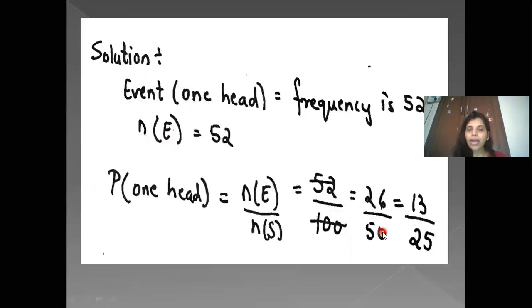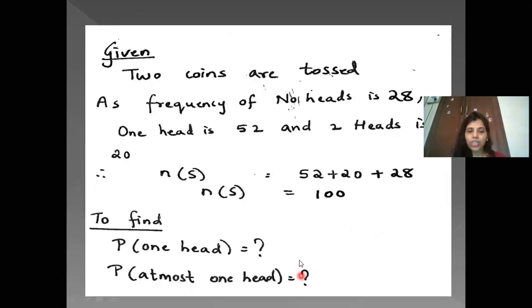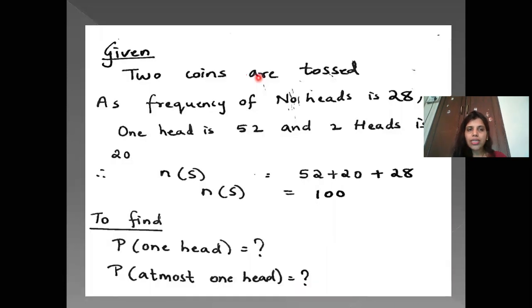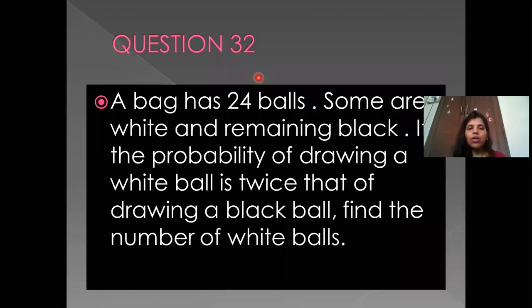Okay, children. Now I think we are done with both the sub questions of this particular question, because that is what was asked to us. Now next is question number 32. Here you can see a bag has 24 balls, some are white and the remaining black. If the probability of drawing a white ball is twice that of drawing a black ball, find the number of white balls. So a bag has 24 balls. This time the total number of balls is given. Some are white and the remaining black.